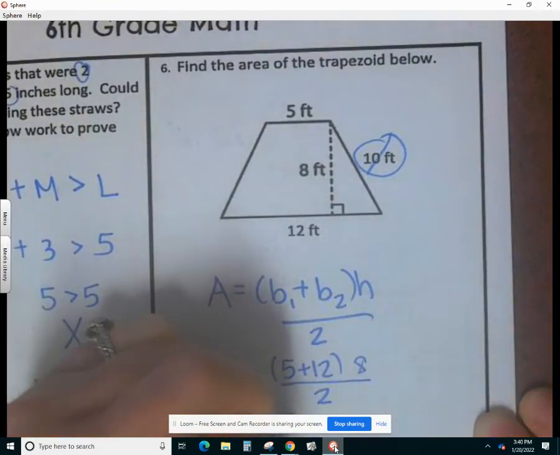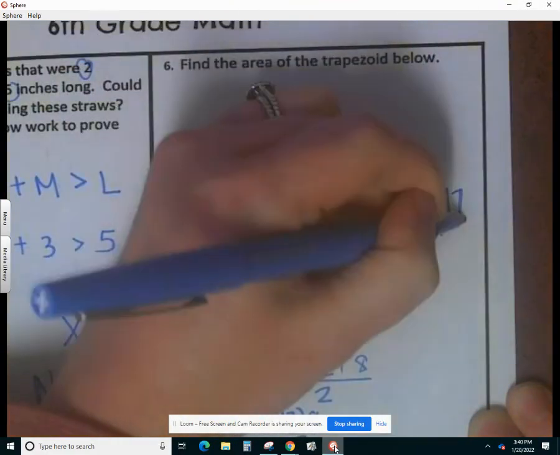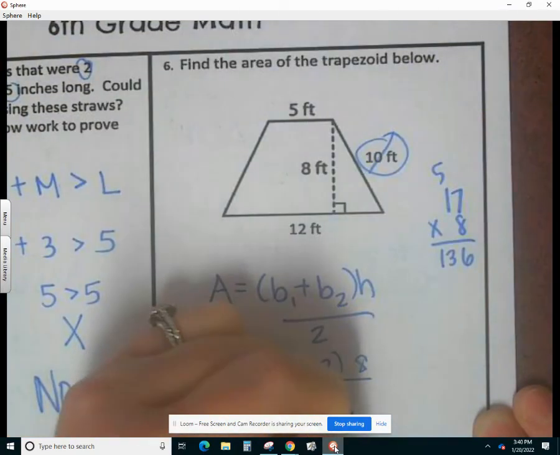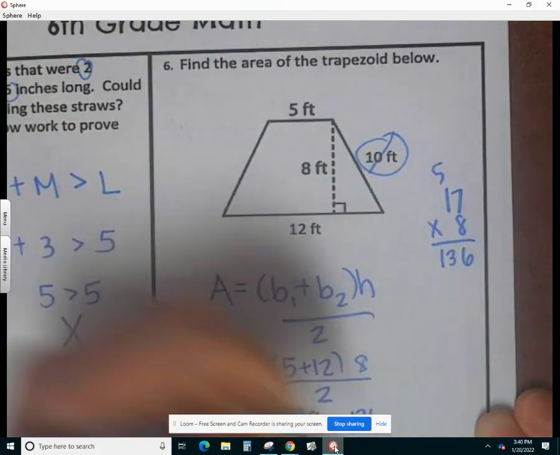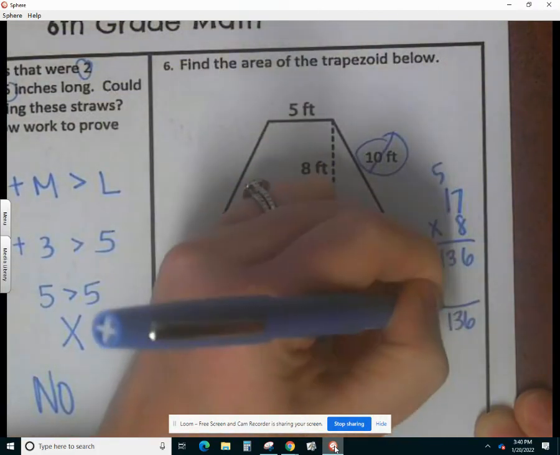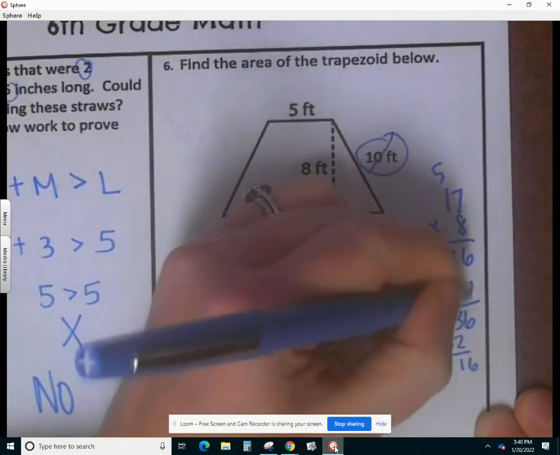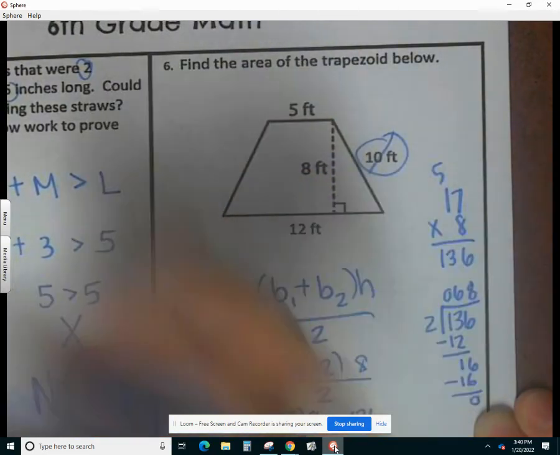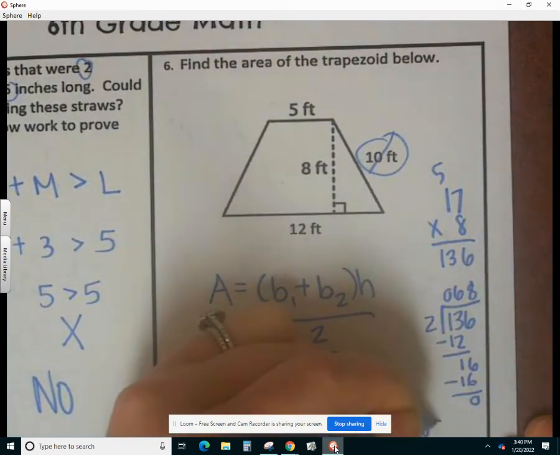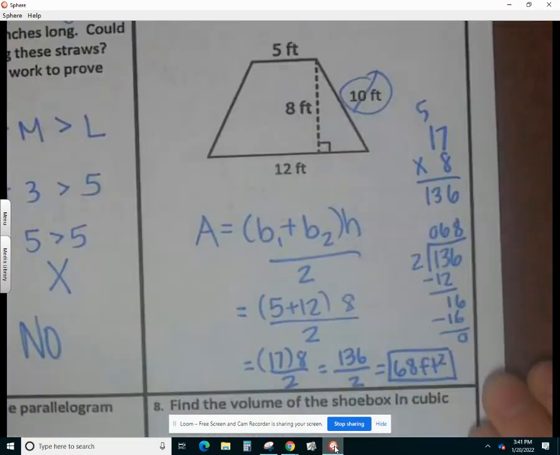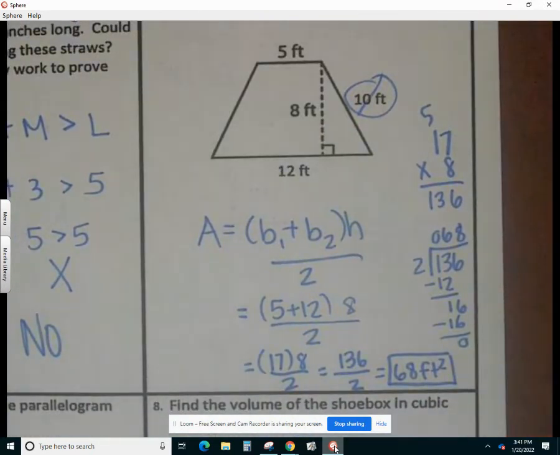5 plus 12 is 17. Now we have to multiply 17 times 8. That gives us 136. And then we have to cut that in half. We have to divide that by 2, which gives us 68 square feet. Kind of ran out of room there. Okay, so that's a trapezoid.